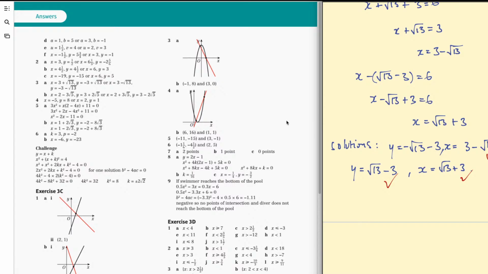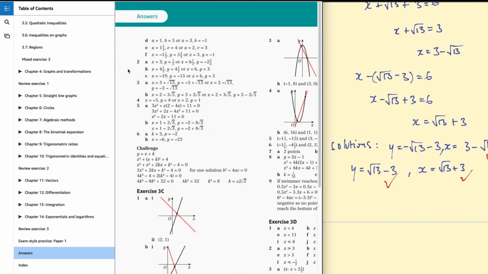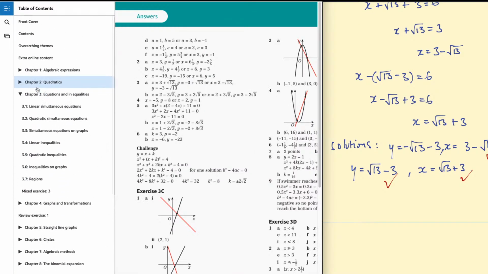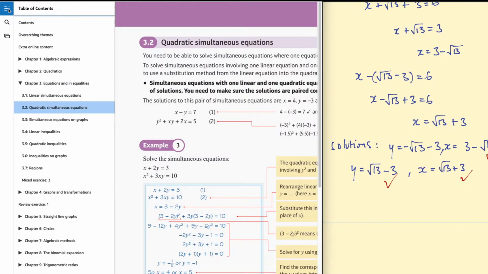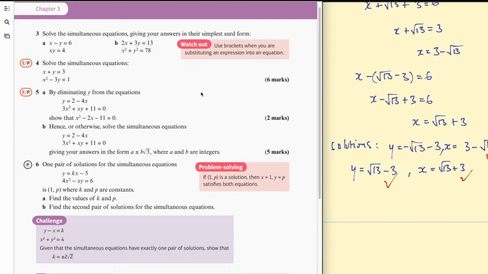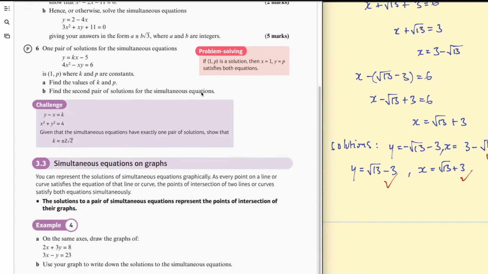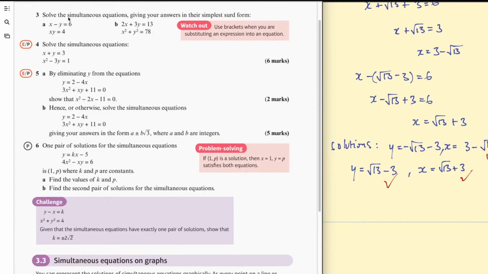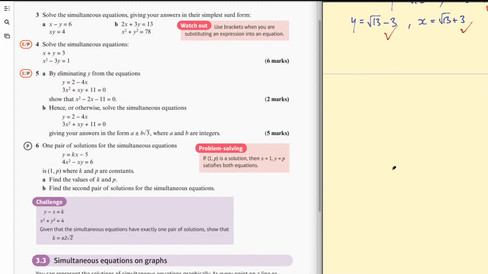Awesome, thank you for that. Yeah, they might be in the calculator papers, although I've never seen a question like this with surds, but I guess it could come up. There's no reason why it couldn't be in there. For sure. Okay, so I'm just going to finish this section and then that will be it for today. And then tomorrow will be 3.3 simultaneous equations on graphs.